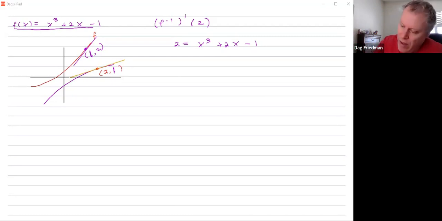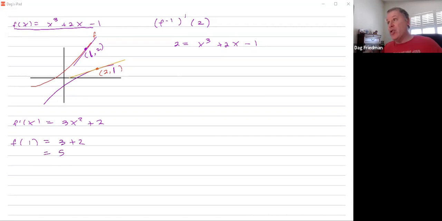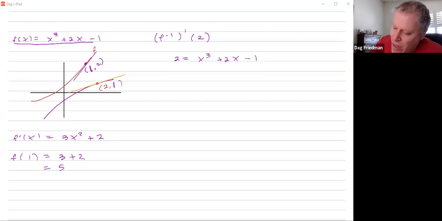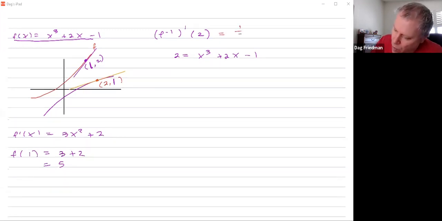So let's do it. f prime of x is 3x squared plus 2. I'm going to evaluate that at 1, so f prime of 1 equals 3 plus 2, or 5. Therefore, the derivative of the inverse function, right? I don't even have to do any math. Look how easy. Well, okay, I have to do a little bit of math. I know what this is right off the bat. It has to be equal to the reciprocal, 1/5. Easy peasy.